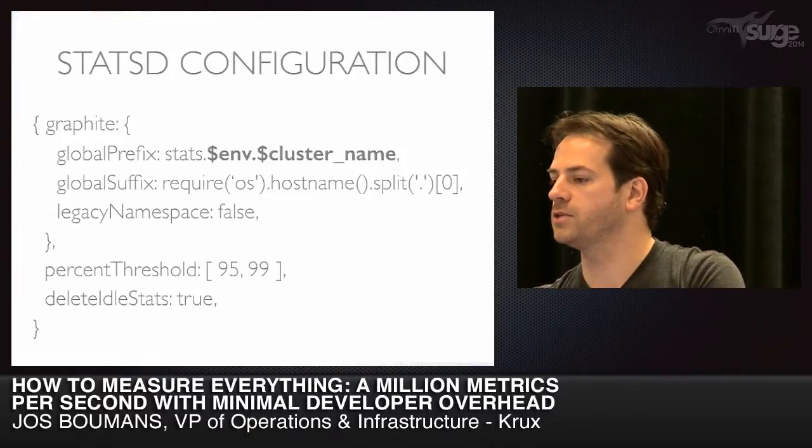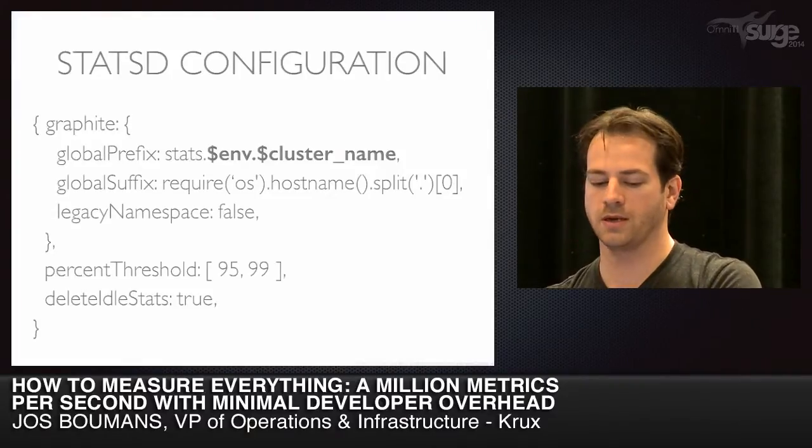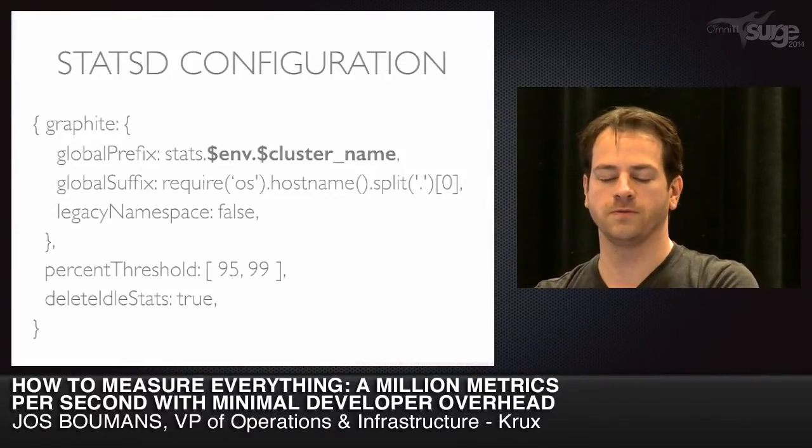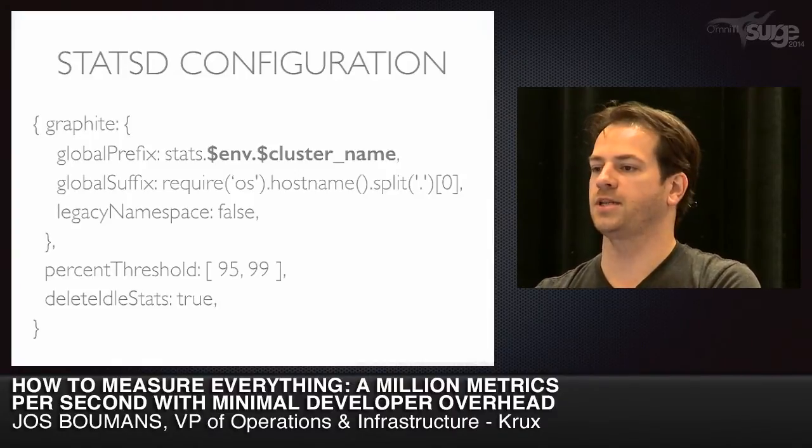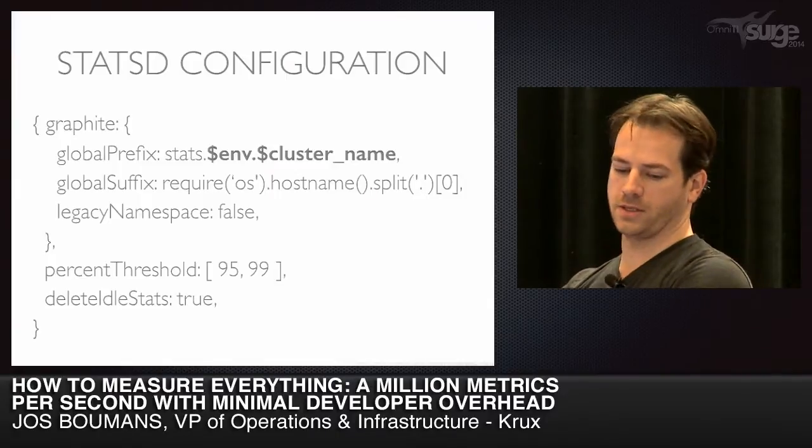It comes from our configuration management system, which is Puppet. It just puts it in there. And the second line, for global suffix, is just a little bit of JavaScript that finds out what the short hostname is. It's like hostname -s, except you can't do that in JavaScript, and this is how you do it instead.